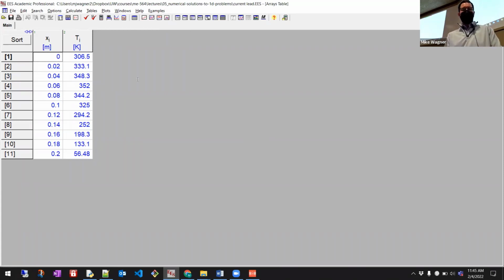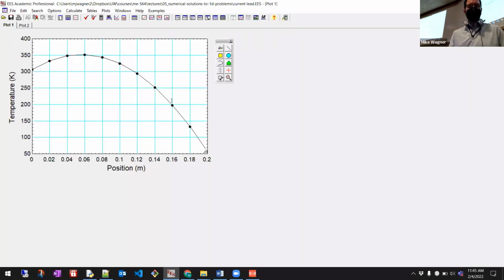The other thing we can do is plot. So let's generate a plot of this temperature. We'll go to Windows, Plots, or Control-Alt-1 is the shortcut. Now we have our temperature as a function of position. Actually, my hottest temperature is not right at the hot boundary; it's somewhere in the middle. So there's an effect of conduction in the axial direction that's an important part of this problem. So yeah, this is the solution for this problem.